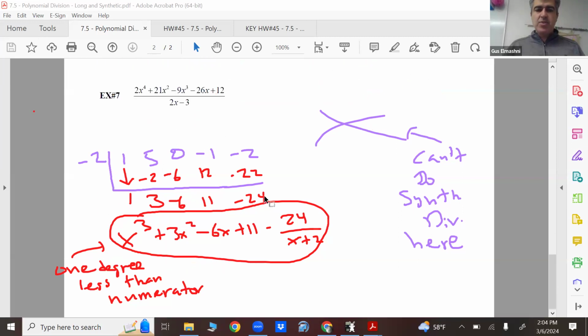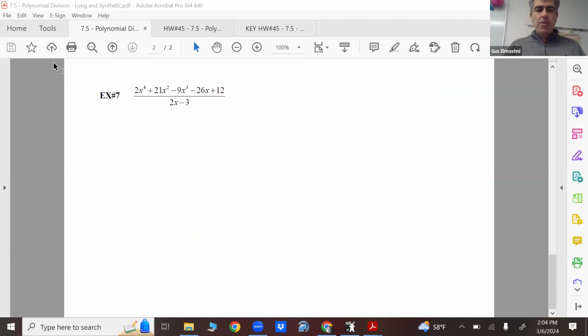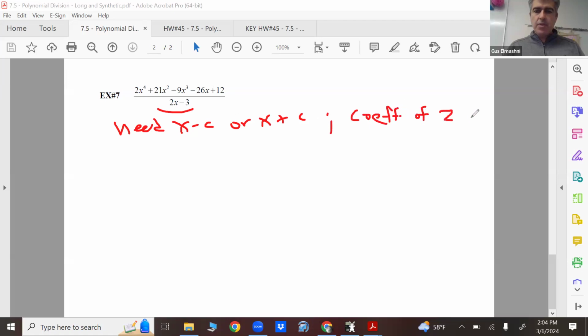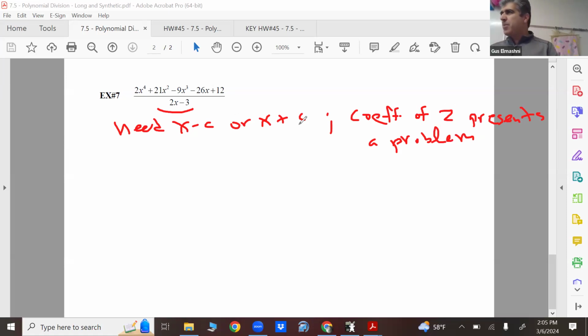All right, we're not going to do 6. Let's do 7 as the last one. Now 7. The only problem is that we need x minus c or x plus c. The coefficient of 2 presents a problem. So it's solvable, but it does present a problem. In order for synthetic division to work, you have to have plain old x minus a number, plain old x plus a number, not 2x minus 3.